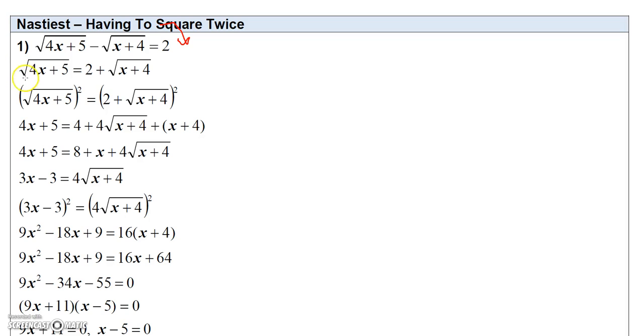If I square this side, that's just going to eliminate the radical, and I get 4x plus 5. Now here's where it gets a little nasty. When you square both sides, you have to square the 2, which gives you 4. Then using your formula for squaring a binomial, you have to double the product of the 2 and this radical. So 2 times the radical, and if I double it, I get 4 times the radical. So that's the middle term. Then I have to square the radical. If you square this radical, it just eliminates the radical, and I get x plus 4.